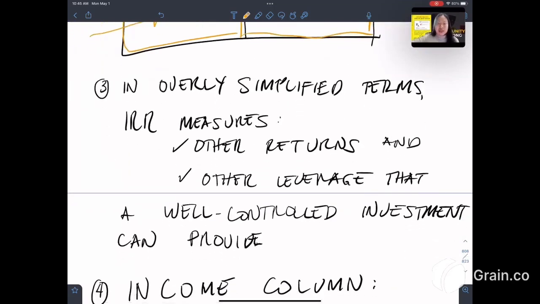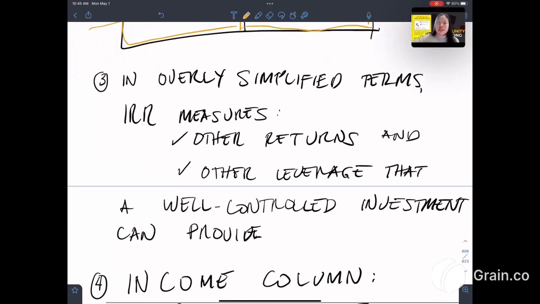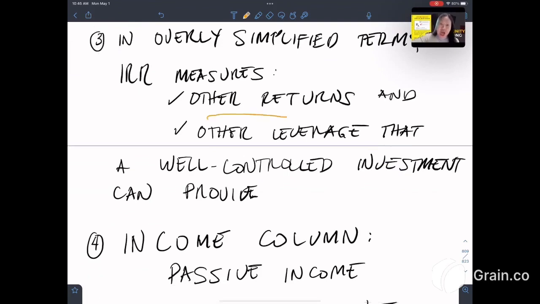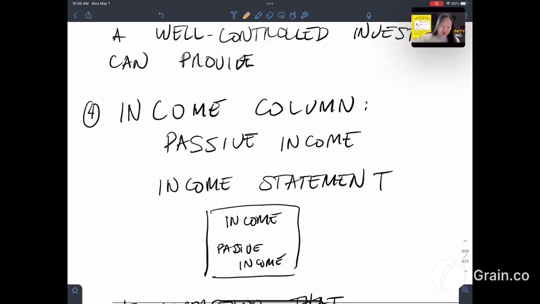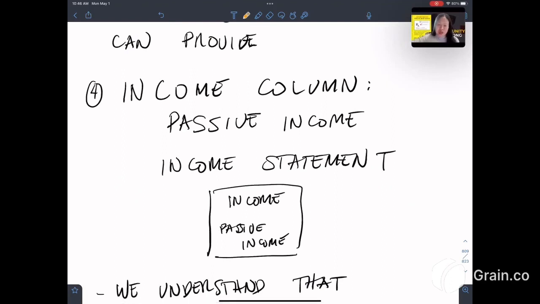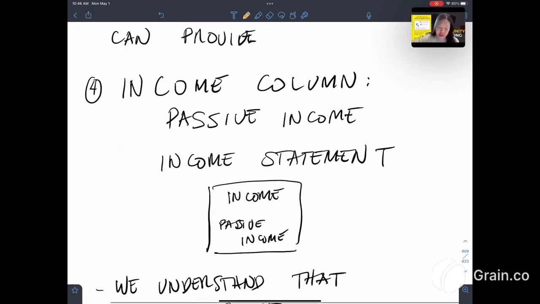The third lesson I learned is, in overly simplified terms, IRR, or internal rate of return, measures other returns and other leverage that a well-controlled investment can provide. So it talks about other returns and other leverage. Now, fourth, this is going deeply into the internal rate of return, income statement, and balance sheet.